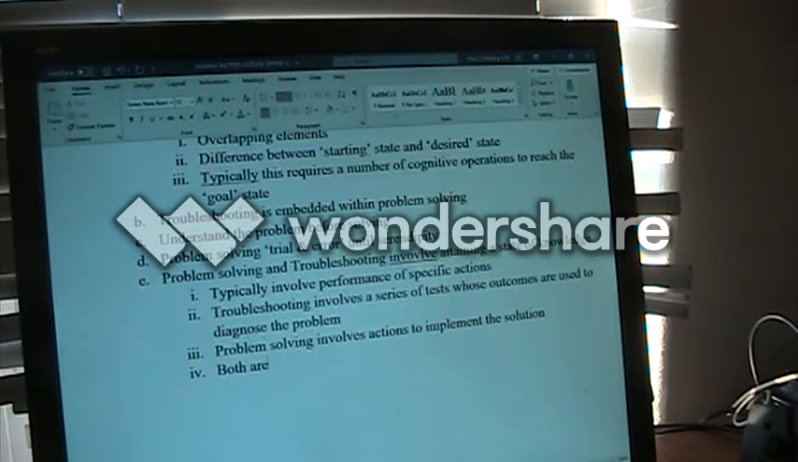Both of them are iterative processes of perceptual, cognitive, and response-related activities.